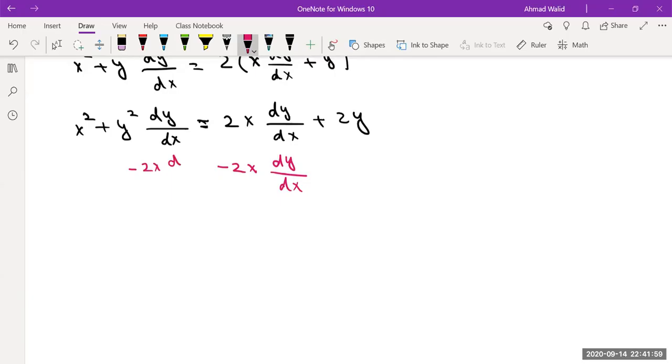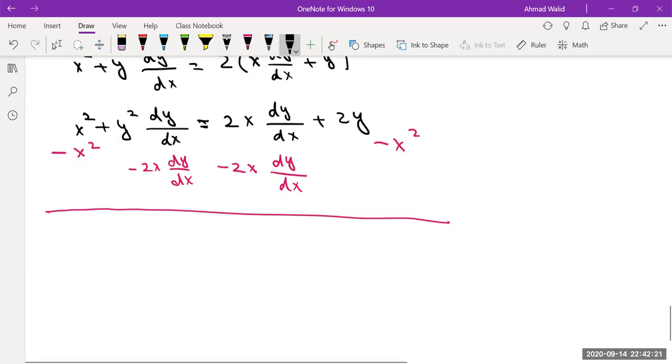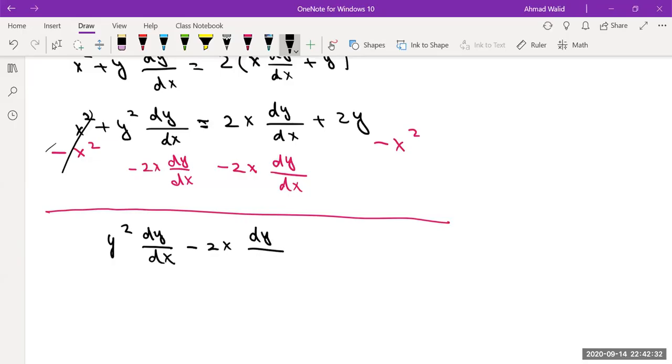Negative 2x dy dx. I shouldn't write this stuff because I just move it, but let me show you. And at the same time, I will subtract x squared from both sides to move the x squared, because that term doesn't have dy dx. I'll bring it to the right side. Now, if I do this, these two cancel out. I can write y squared dy dx minus 2x dy dx equals 2y minus x squared.